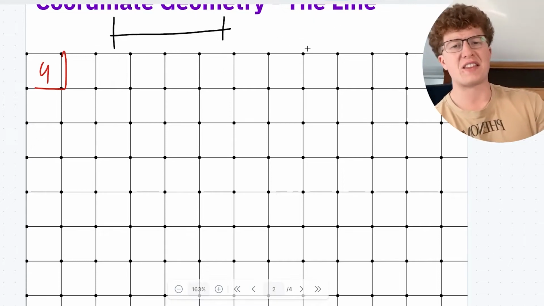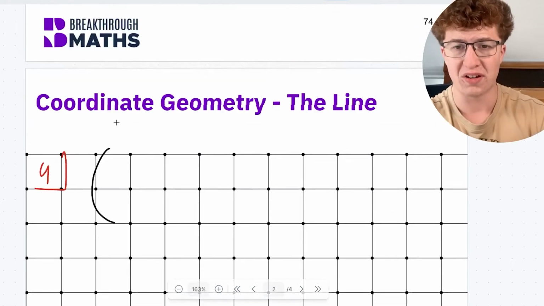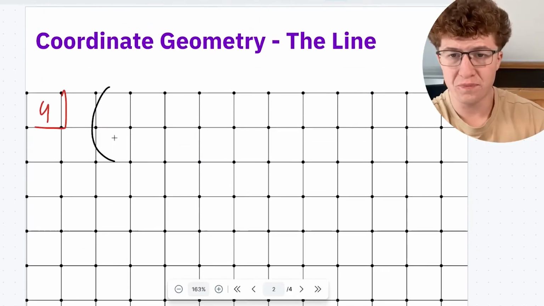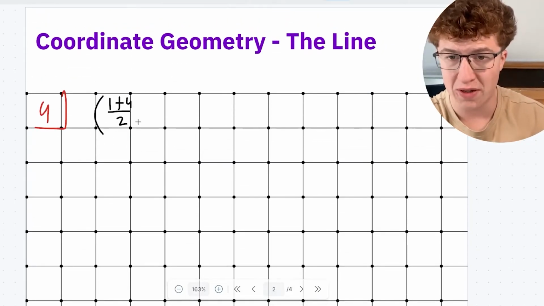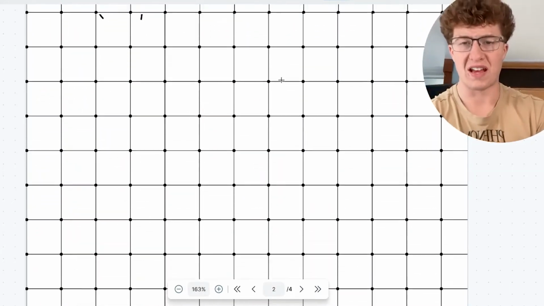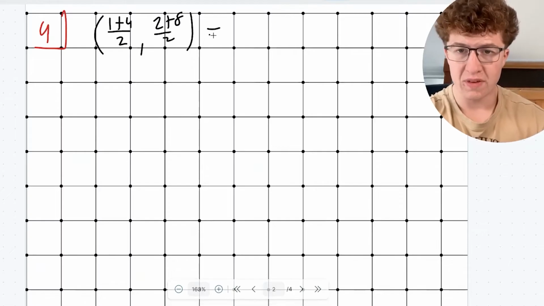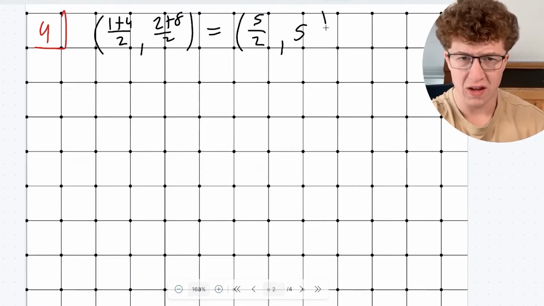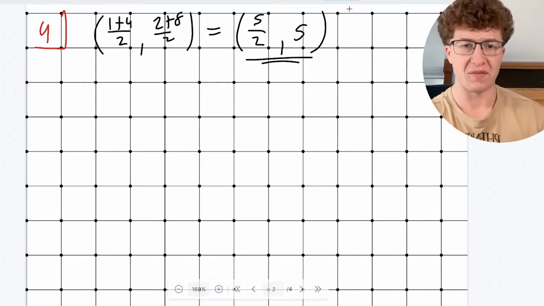So if you're ever asked to get the midpoint, just think you're getting the average of the x coordinates and the average of the y coordinates. So we're going to have 1 plus 4 over 2. I gotta actually draw this smaller. We have 1 plus 4 divided by 2 for the x-coordinate, and then the average of the y-coordinates will be 2 plus 8 divided by 2. That's going to be 5 over 2, and then 10 divided by 2 is just going to be 5. So that's the midpoint between them. 5 over 2, or 2.5, and 5.